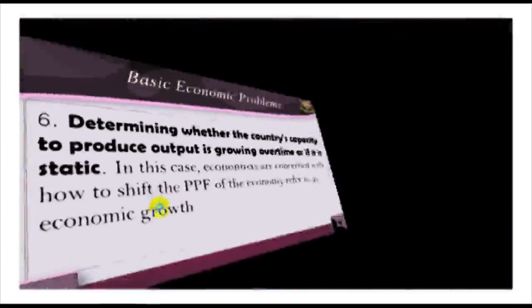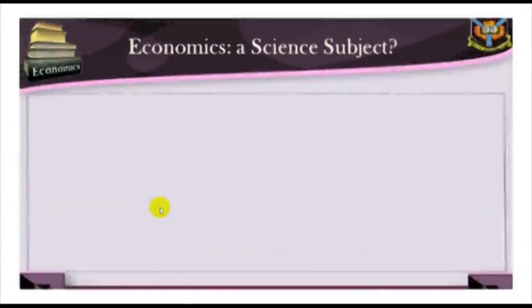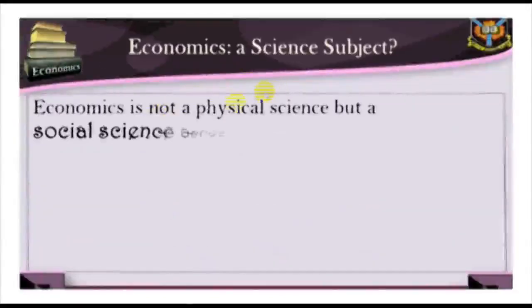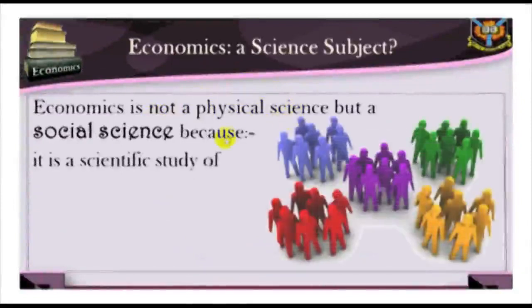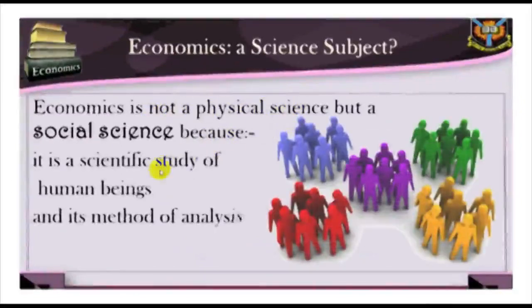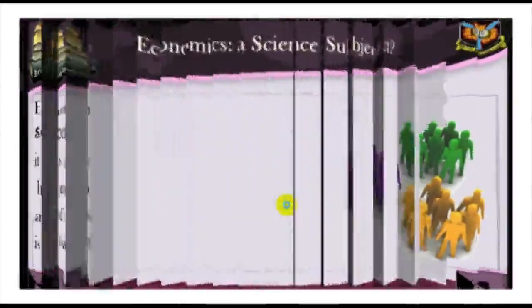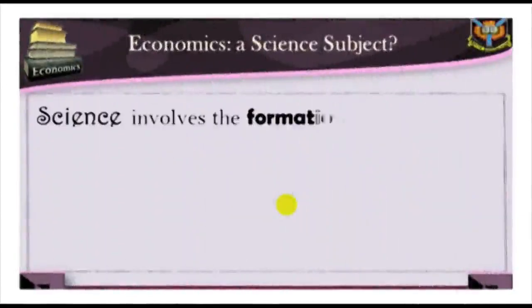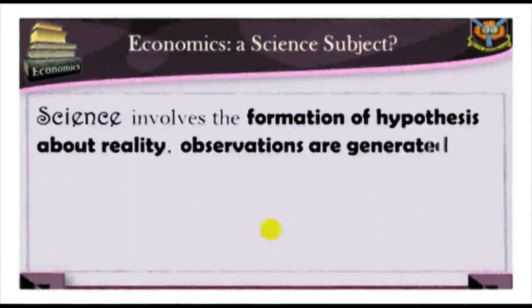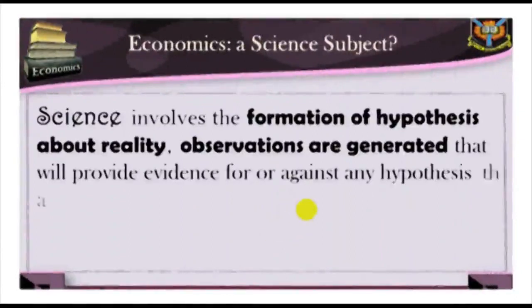Economics, a science subject. Generally, economics is often regarded as a science subject. However, a distinction is made between physical science and social science. Physical science refers to biological or natural sciences, such as physics, chemistry, and biology. Economics is not a physical science, but a social science. This is because it is a scientific study of human beings.